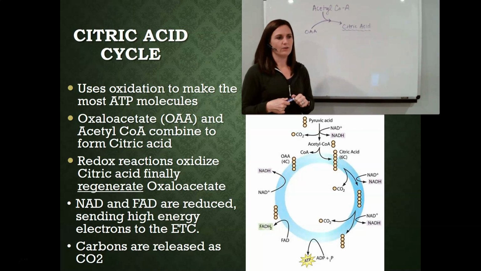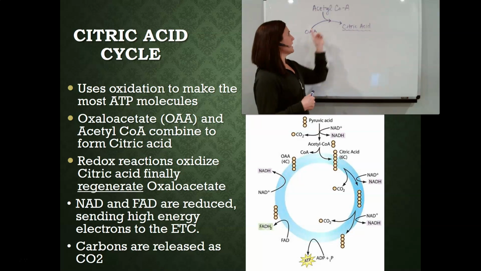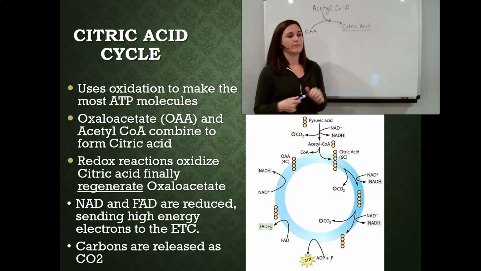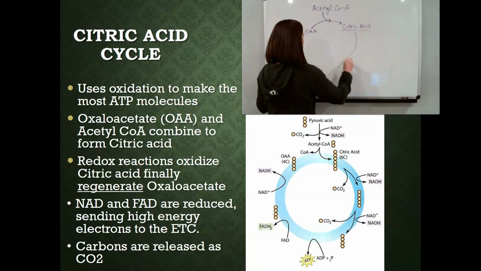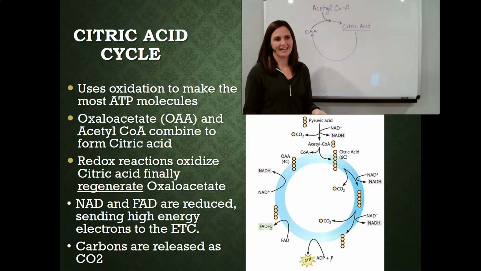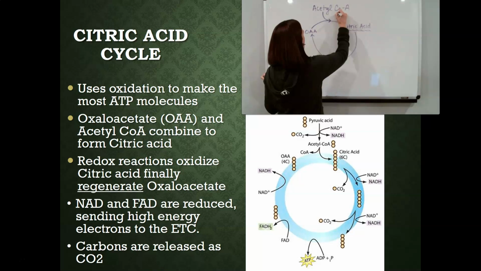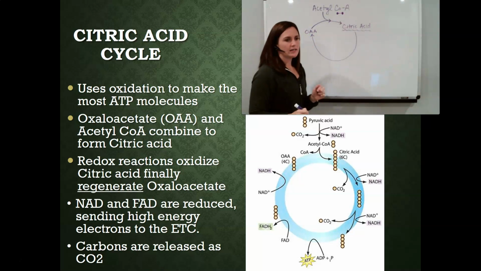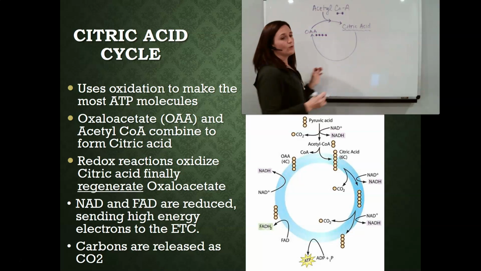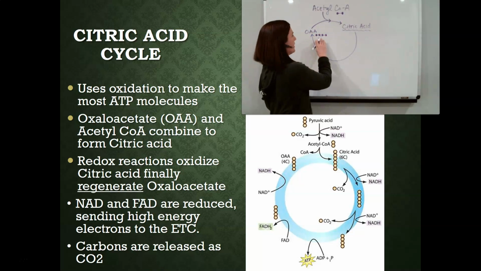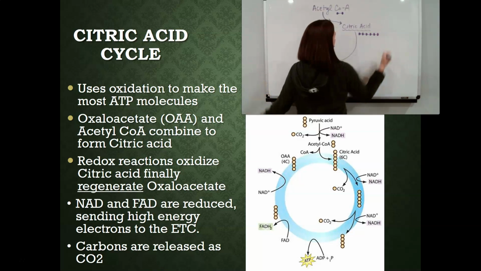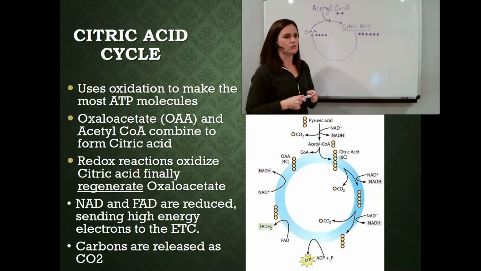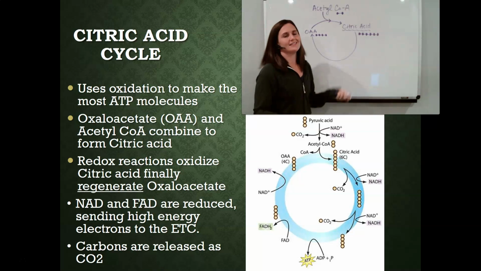So in the citric acid cycle, we're going to combine oxaloacetate and acetyl-coenzyme A, and we're going to make citric acid. And then we're just going to go through a cycle where we make oxaloacetate again. So remember, acetyl-coenzyme A has 2 carbons, and oxaloacetate has 4, which means that citrate then would have 6, right? 4 plus 2 gives me 6 carbons. 1, 2, 3, 4, 5, 6 carbons. Okay, so this is citric acid. And just kind of an interesting side note, citric acid is vitamin C.